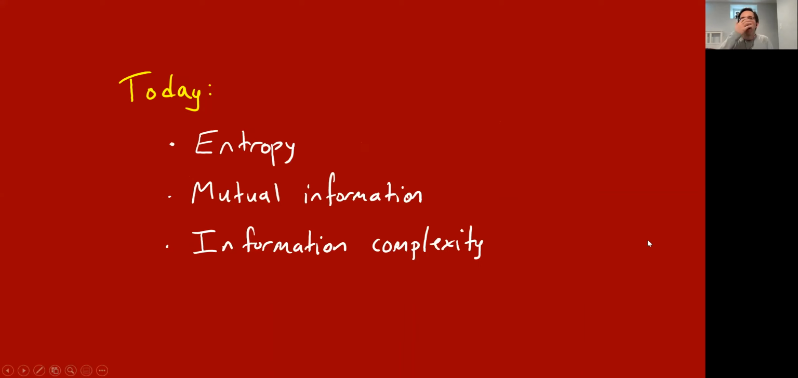Okay. So today's topic, information theory, there's lots we could talk about. I'm going to talk about some of the basics, just definitions about entropy and mutual information. And then we'll see one application, information complexity, that's an application to communication complexity. So I'm doing the application so that it connects with the previous lecture.